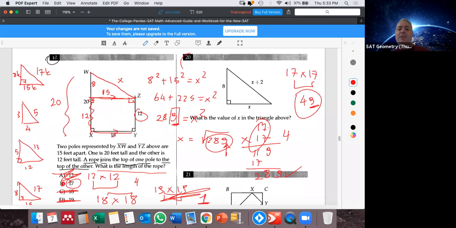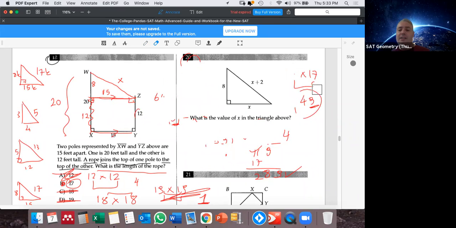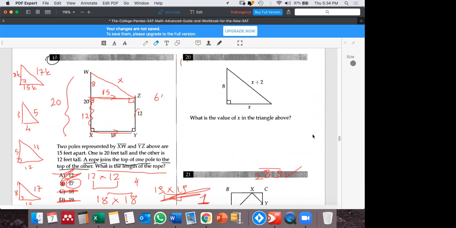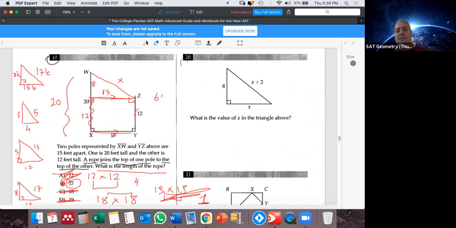What about question number 20? Any idea? Question number 20, sir, the Pythagorean theorem. That's it. Or a special triangle. 8 means 4 times 2, so this could be 3 times 2, this could be 5 times 2. Let's check. 3 times 2, 6. X is 6. If X is 6, 6 plus 2 is 8.